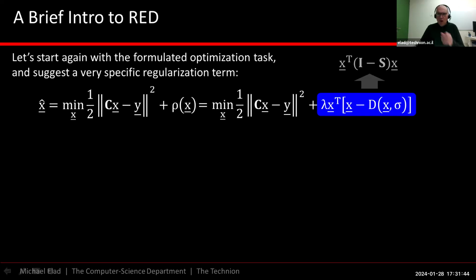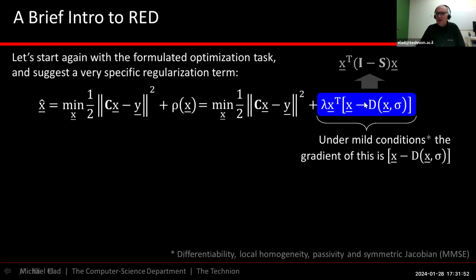So what do we do? A miracle happens, and you can prove that under some conditions, the derivative of this expression is this. Now look at this. This is the score function, the minus score function. We didn't know. So we prove that the derivative of this is this. And so this is what you have to plug in when you are working with a derivative of the expression. Okay, what are the conditions for this? The denoiser has to be differentiable. It has to have local homogeneity. We'll see in a second what it means. It has to be passive, and it has to have symmetric Jacobian. It has to be an MMSE denoiser.